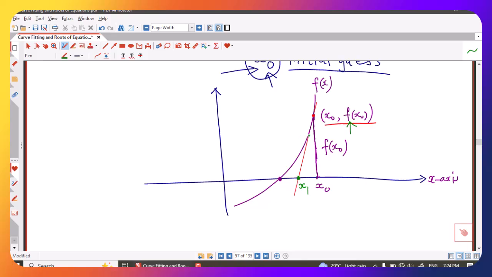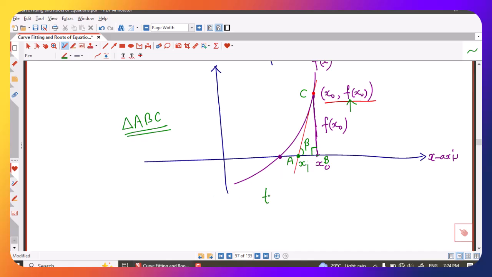Now how to write down the formula for x1? For that, we can observe that this is a right angle triangle. Suppose I denote this point by capital A, this point by capital B, and this point by capital C. Then this angle B is 90 degrees, therefore this triangle ABC is a right angle triangle, and suppose this angle is denoted by beta.